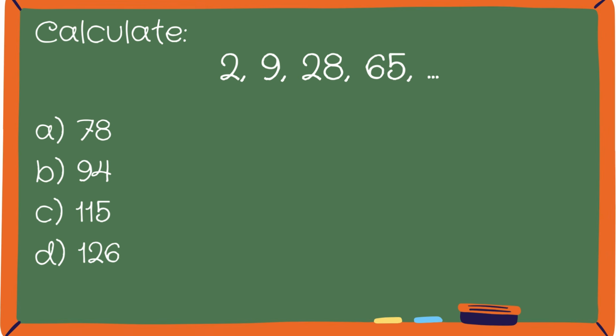What is the missing number in this sequence? Look at the sequence. It says 2, 9, 28, and 65, and what it's asking me for is the next number. And I have some alternatives here. Look, alternative A is 78, B, 94, C, 115, and D, 126. What is the number that completes this sequence? I recommend that at this point you pause the video and try to do it, and write your answer in the comments to see how many people are going to get it right.